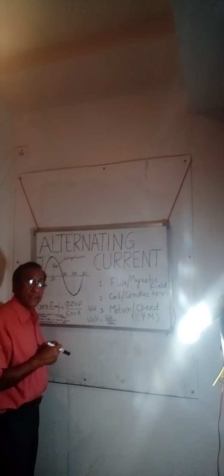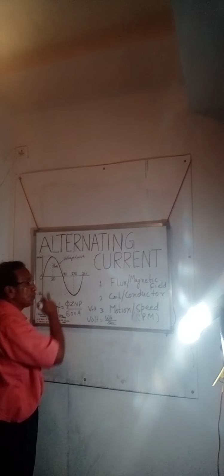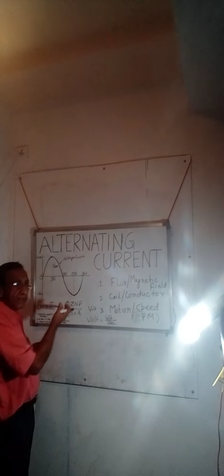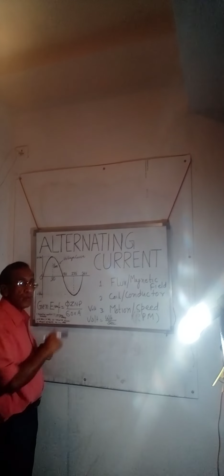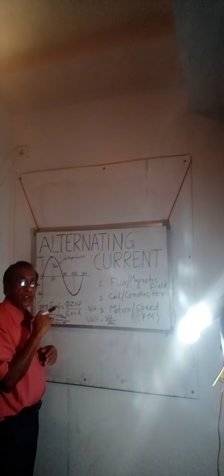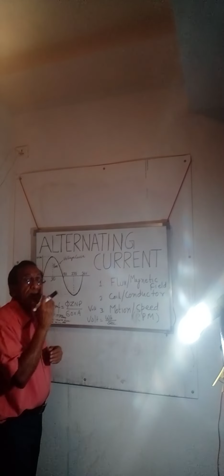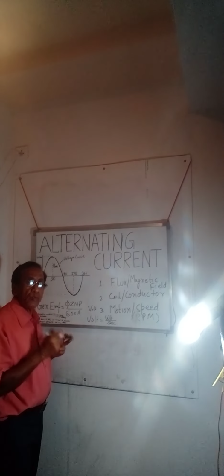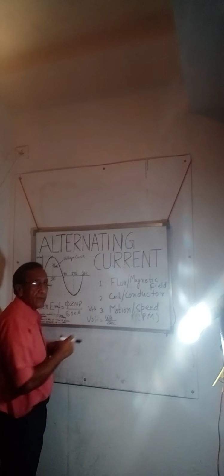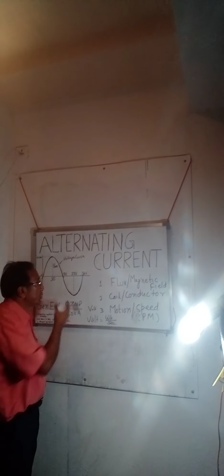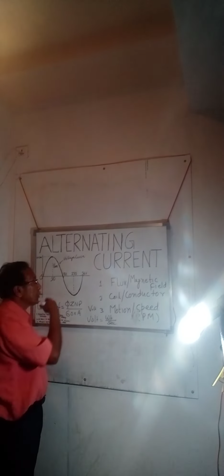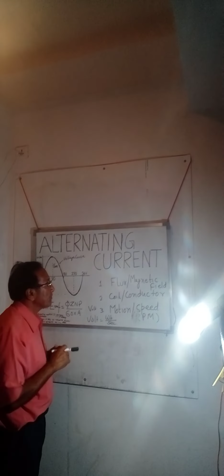And why is the direction changing? The direction is changing because the coil passes one time through the north pole and one time through the south pole, so the induced voltage changes its direction. Its direction is reversed at fixed intervals. These are the two basic reasons for the alternating voltage: one is the relative motion between the coil and the magnetic field, and another is the reversal of the induced voltage as the coil passes through the north pole and the south pole.